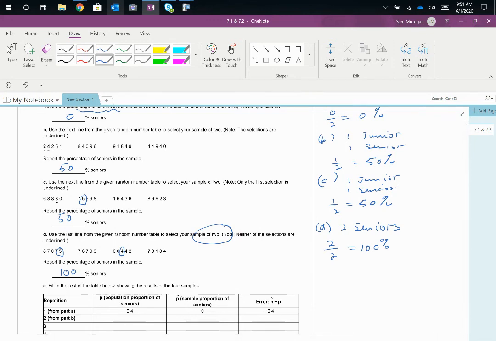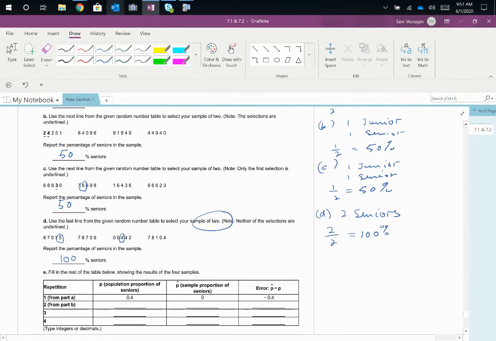So we can actually make up this table now, fill in the rest of the table below showing the results of the 4 samples.